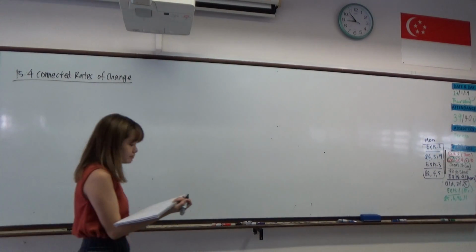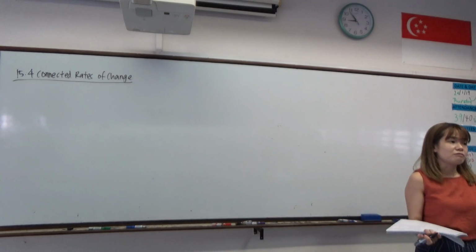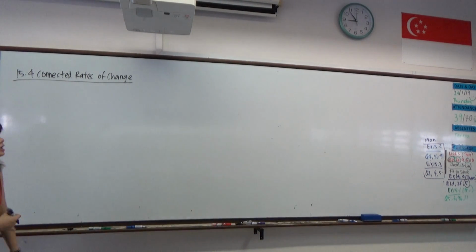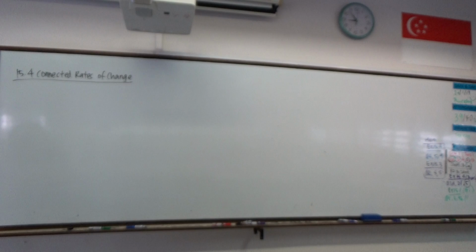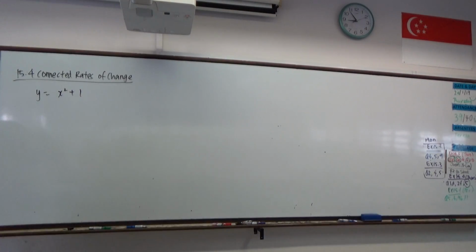Connected rates of change. Okay, so what connected rates of change actually means, right? For example, maybe there's a situation whereby they give you some y function related to some x square function, and there is certain meaning to y and x. Maybe, for example, the growth of the tree, and it's related to how much water you pour in.